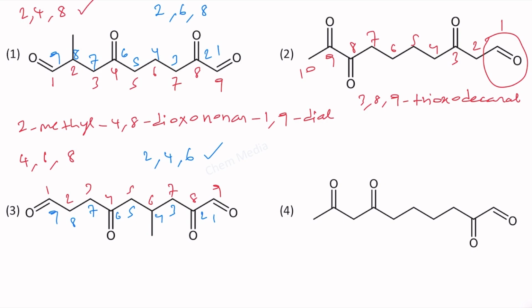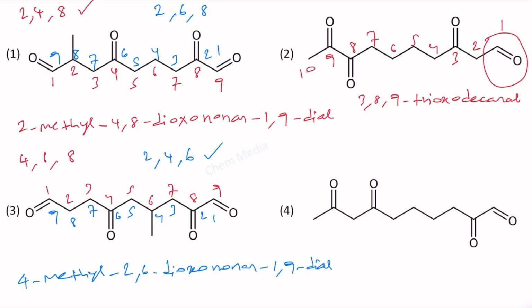Therefore 2, 4, 6 is preferred and as per alphabetical order we need to mention the methyl first. Therefore 4-methyl and then 2, 6-dioxo. We have 9 carbon atoms in the parent chain and therefore nonane, and then 1, 9-dial once again.